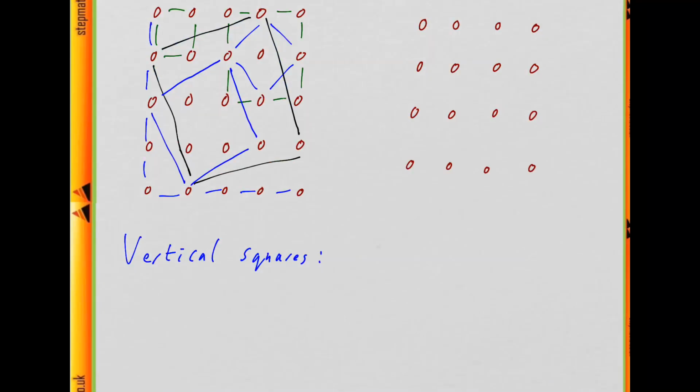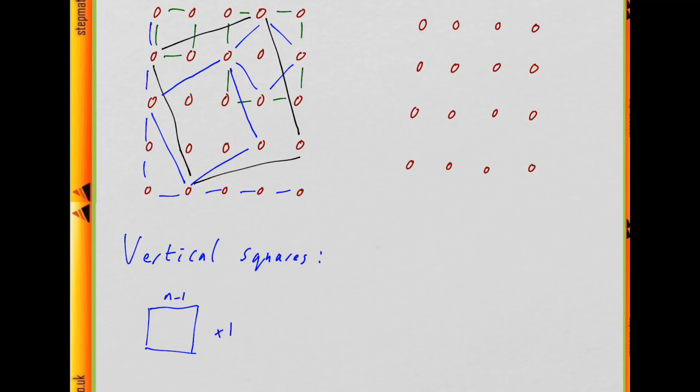Okay, so let's think about the vertical squares. I've drawn a clean 4x4 grid. The size doesn't really matter. So first of all, there's obviously one big square. What's the side length of that? If n is 4, it's going to be n minus 1, because there's 3 lengths along each of these. So there's going to be an n minus 1 sided square. That's going to be one of them.